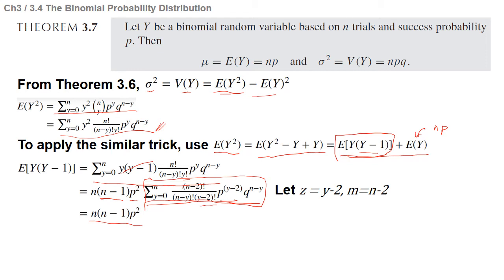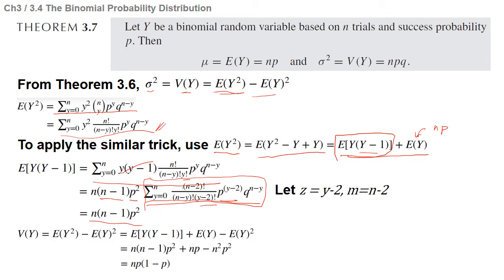And after plugging this number into the above formula, you can calculate the result. If you plug in this number to here, and this number to here, and this number to here, and calculate all these things, that results in np times 1 minus p.